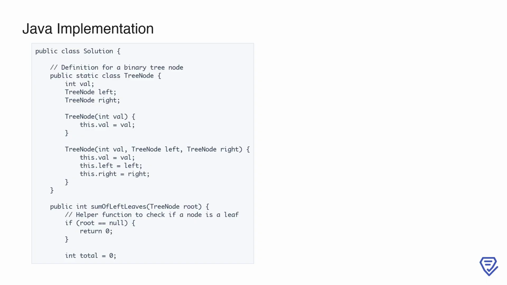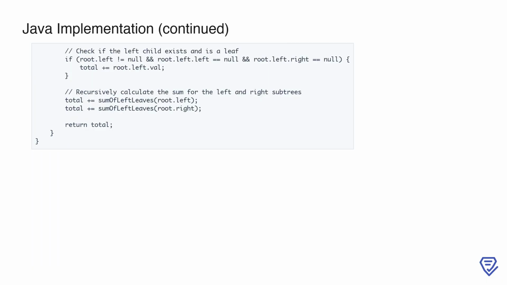The first step in this method is a base case to check if the root is null. If it is, we simply return 0, as there are no nodes to process. We then initialize a variable called total to keep track of the cumulative sum of left leaf nodes as we traverse the tree. Now, we check whether the current node's left child exists and if it is a leaf node. A node is considered a leaf if it has no left or right children. If these conditions are met, we add the value of the left child to our total variable.